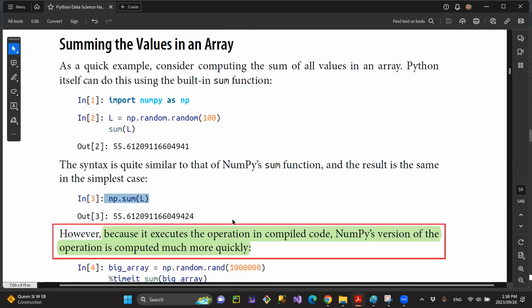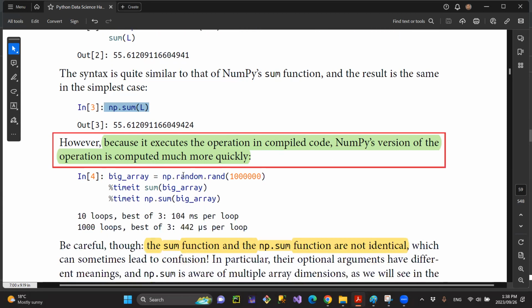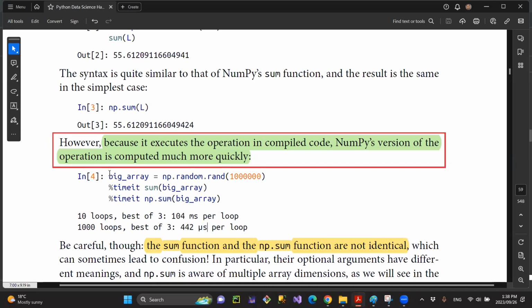Okay, so that is why, if you have a chance to look at this, it says that because it executes the operation in compiled code, we don't need to have that type checking. NumPy's version of the operation is computed much more quickly. Look at this one. You can try this and see what, if you say sum big array, and if you say NumPy sum big array, what could be the difference? One of them is in the matter of milliseconds. The other one is in the matter of microseconds. So almost, you can say something like 300 times faster. Everybody try this and see what your numbers are. Check with your neighbors.